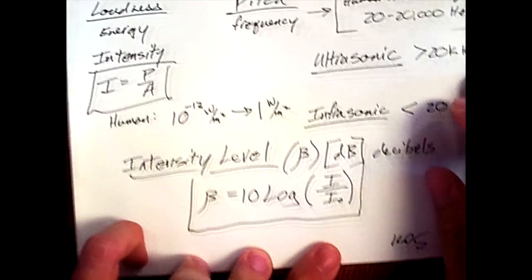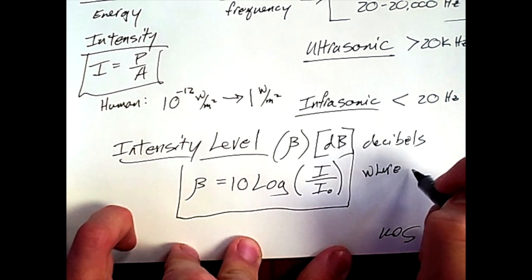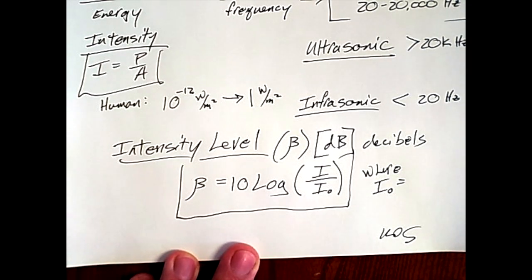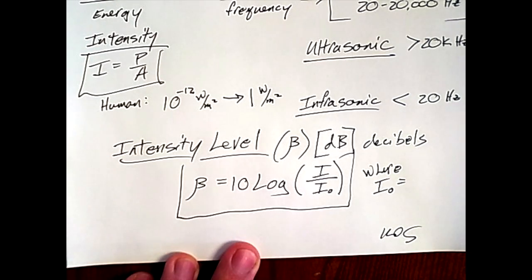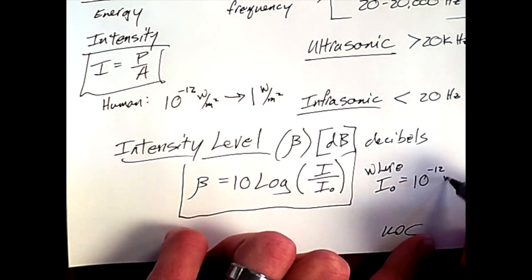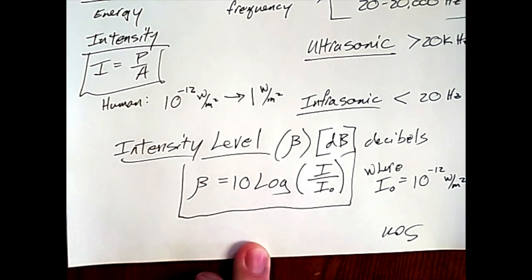where I naught is the low end of the human audible range when it comes to intensity. Called the threshold of hearing, it is the lowest possible loudness that a human can hear, which is 10 to the negative 12 watts per meter squared. So I naught, called the threshold of hearing, is 10 to the negative 12 watts per meter squared. This is considered to be the low end of the loudness that a healthy, full-grown, not-too-old human can pick up in terms of sound.